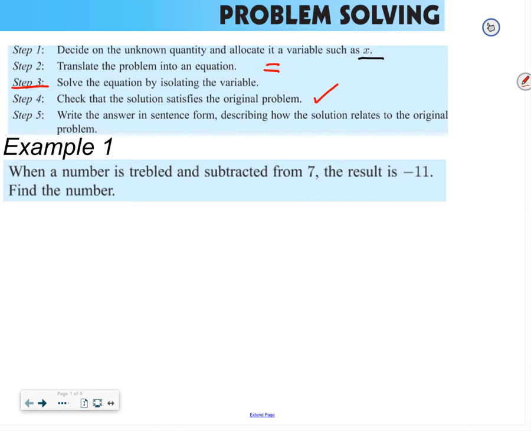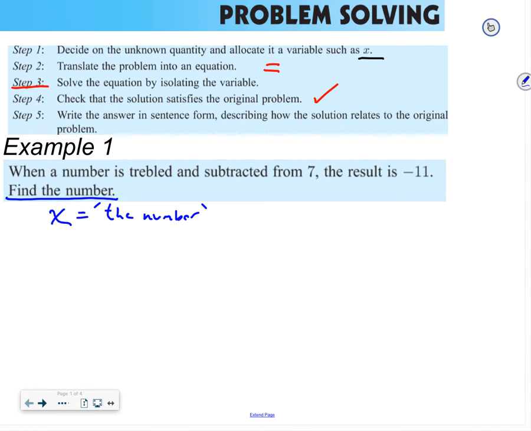Now in example 1. So first thing I like to do is I read it all the way through first once, and then I go ahead and start allocating my variables. Okay, so when a number is tripled and subtracted from 7, the result is negative 11. Find the number. So because I'm trying to find the number, I'm going to let x equal the number.